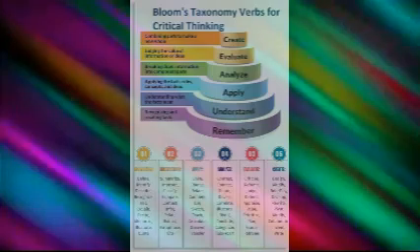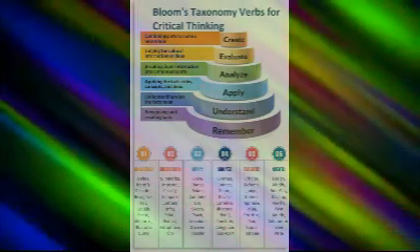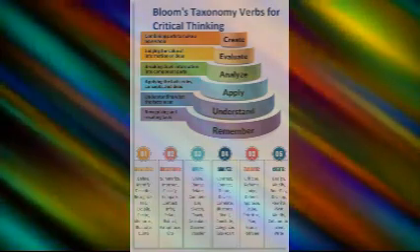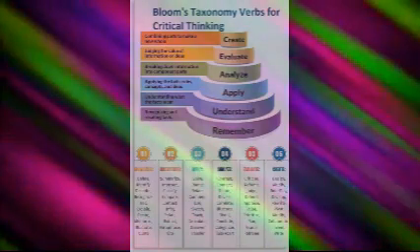So let's talk about higher order thinking. On the original Bloom's taxonomy, this is evaluate, which is the highest level. And on the revised Bloom's, this is still evaluating, which is now the second highest level because they're not creating.